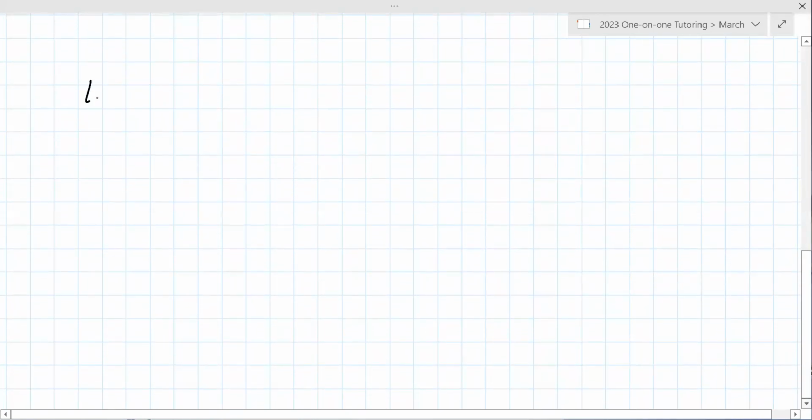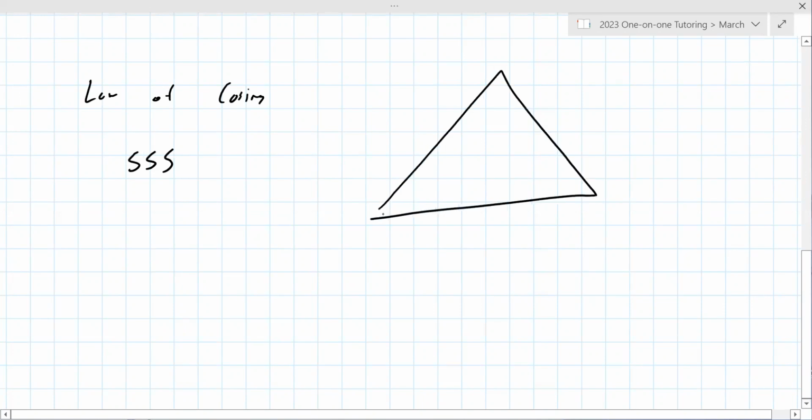The other case that you use law of cosines for is side, side, side. That's where I give you all three sides of a triangle. 14, I used 14 already. Let's go 15, 13, and 17. And let's just keep it straightforward. Let's say we wanted to find angle C.